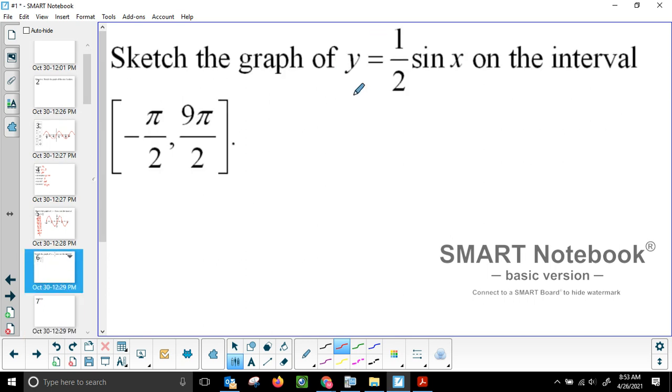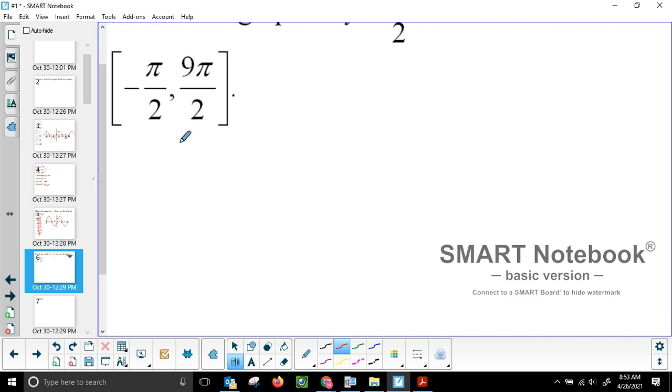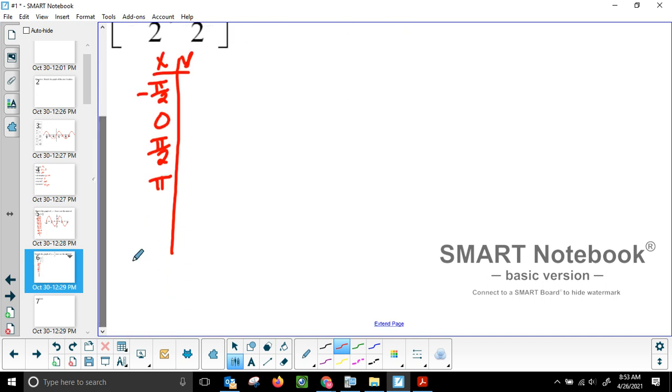All right, so you guys go ahead and try this one. I'll get you started. Really, as of right now, we're just doing the x and y's. So here we have negative pi over 2, 0, pi over 2, pi, 3 pi over 2, 2 pi, 5 pi over 2, 3 pi, 7 pi over 2.